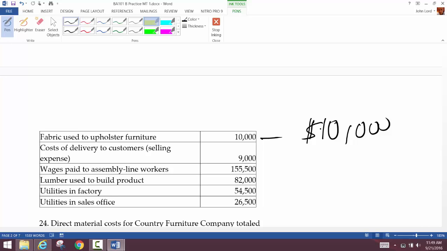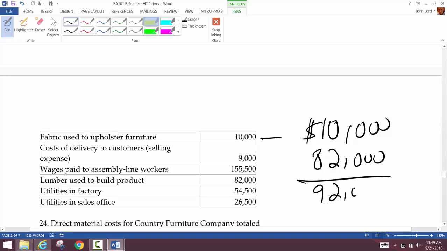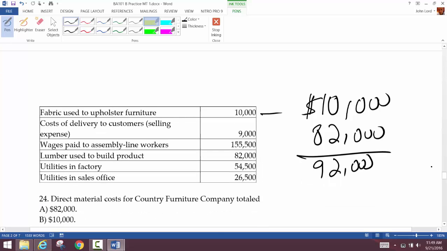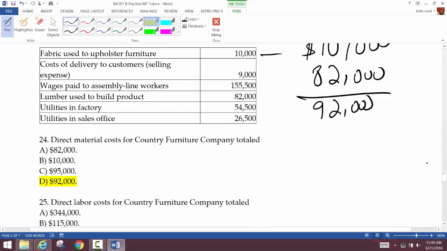Cost to deliver. Is that material? How about wages paid to the assembly line workers? No. How about the lumber used? That's a direct material, 82,000. Anything else? That's it. So it's 92,000. Is that the answer? If it's not, I got some fancy footwork to do here. Okay, it's 92,000, right? Okay.